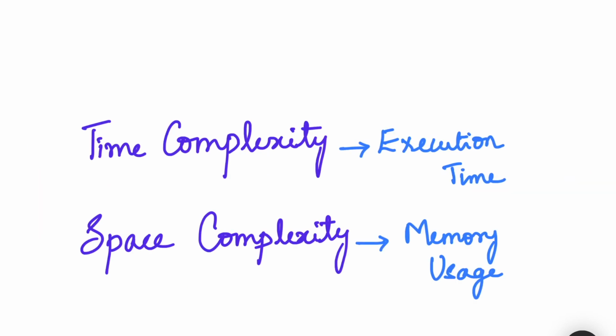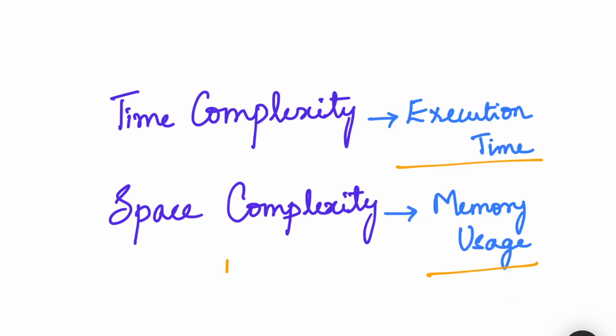So, what exactly is space complexity? In simple words, space complexity tells us how much memory a program uses as the input size increases. Just like time complexity measures execution time, space complexity measures memory usage. So, as the input grows, how does the memory grow? That is what we analyze in space complexity.